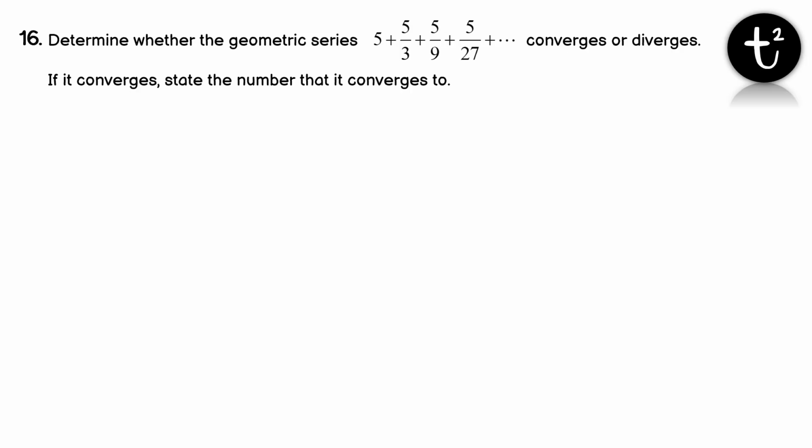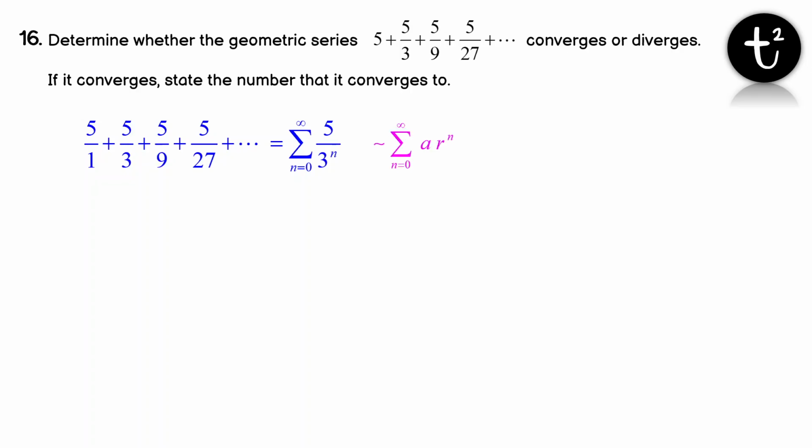So we see in the numerator, we just have the constant 5 each time. In the denominator, we see powers of 3. So I'm going to write this as the sum, n going from 0 to infinity, of 5 divided by 3 to the power n. Of course, you can also write this as the sum as n goes from 1 to infinity of 5 divided by 3 to the power n minus 1, if you wish. But this could be cleaned up.